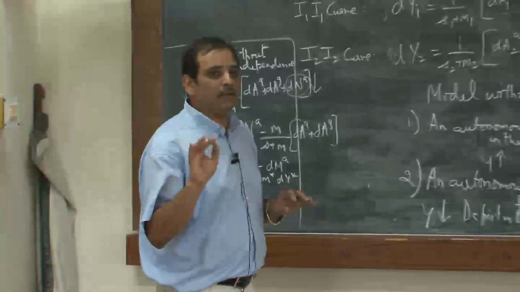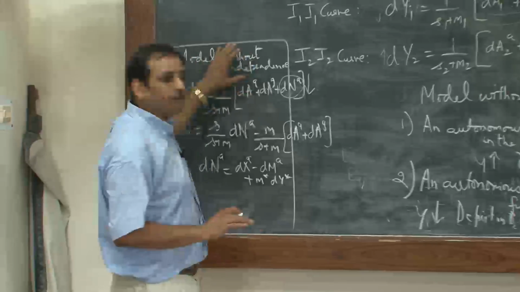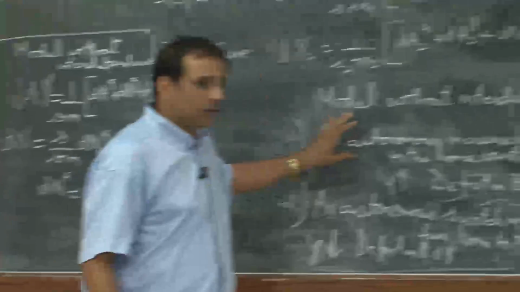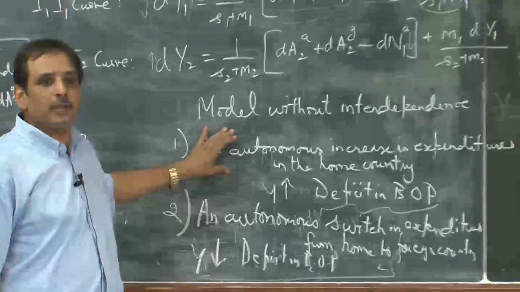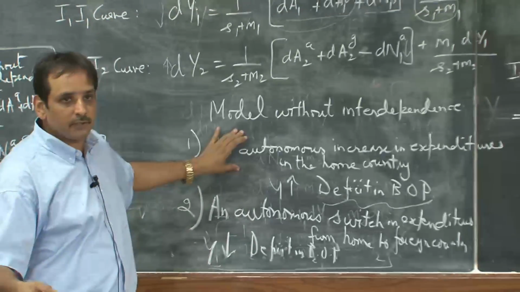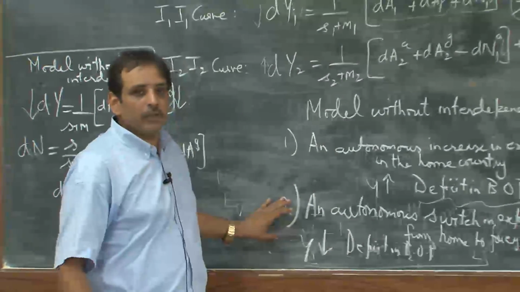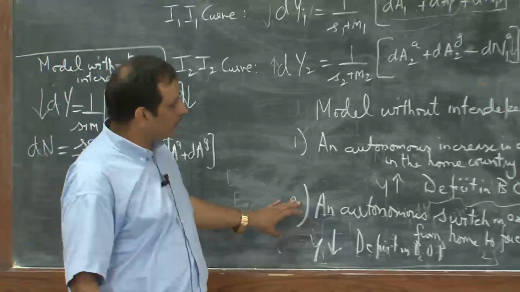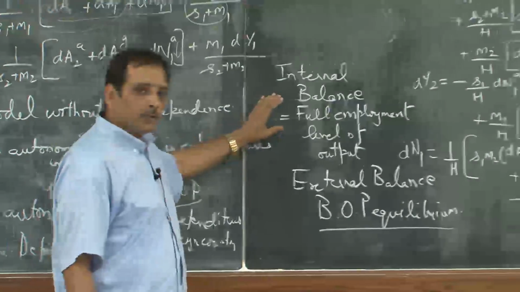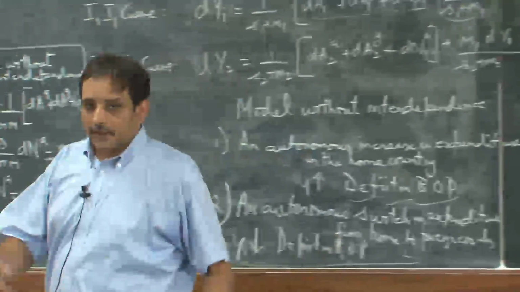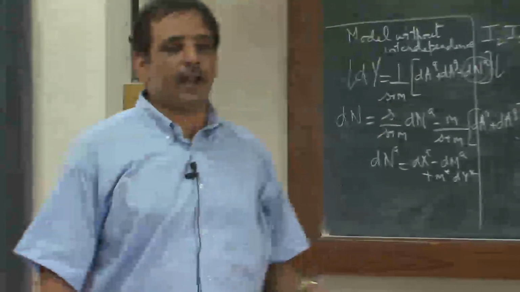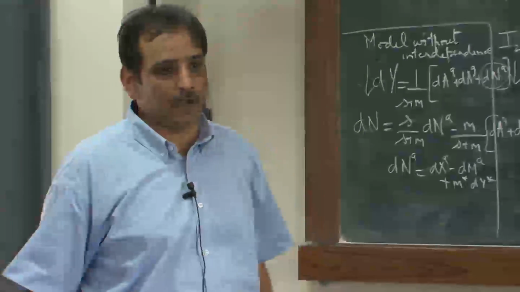he moves away from the internal balance. So the message is that if you have to permanently deal with deficit and surplus in an economy without interdependence, if there is an autonomous increase or decrease in expenditures, you adopt expenditure changing policies to bring back your economy to internal and external balance. And if there is an autonomous switch in expenditures, you switch back your expenditures to bring back your economy into internal and external balance. In the next class, we will see how you switch your expenditures.